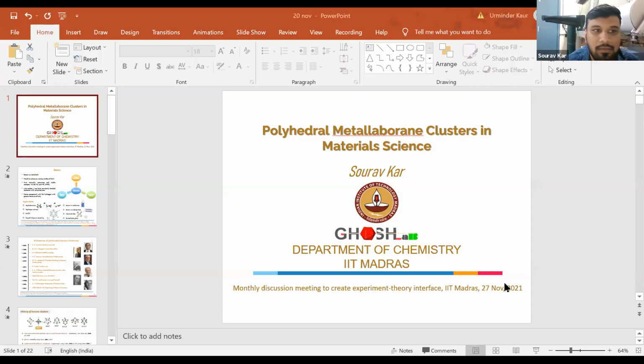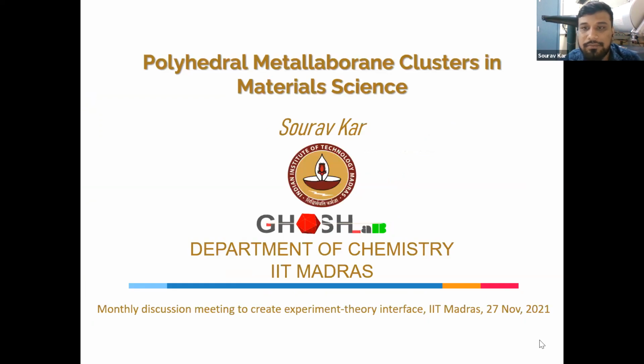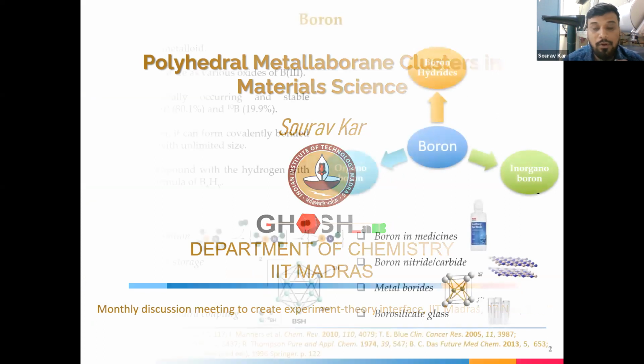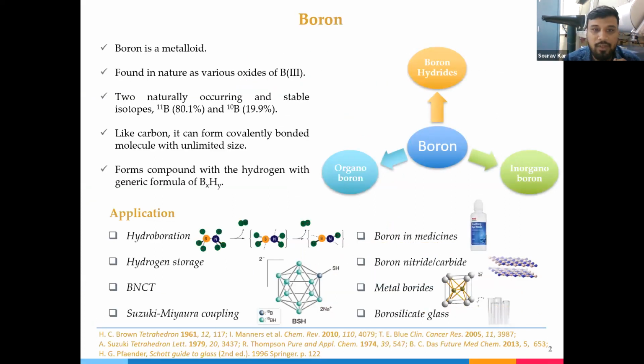First of all, many thanks for giving me the opportunity to present on this platform. So today I'm going to talk about polyhedral metal-boron clusters, about their synthesis, structure, bonding, and application. So first of all, what is boron? Boron is a metalloid found in nature as various oxides, usually as boron +3.